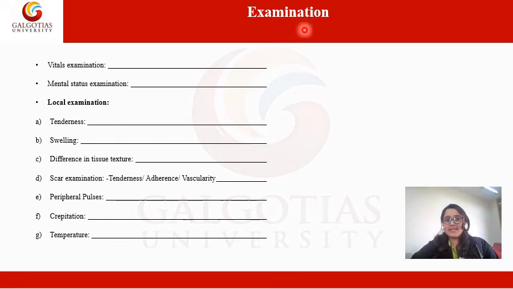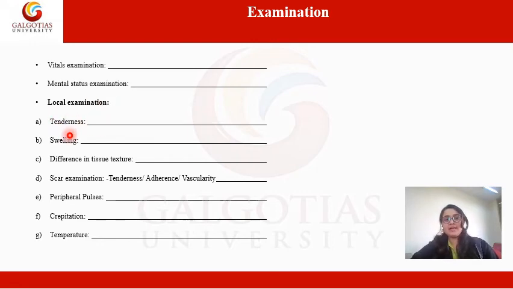After that, we come to examination. We will observe the vitals of the patient. Vitals examination includes measuring blood pressure, heart rate, and respiratory rate. These three things are the main things when we talk about vitals. Then we have mental status examination. If the patient seems okay to you, you will just write normal. If you observe there is some issue, then we use a scale or questionnaire known as MMSE, the mini mental state examination. Via that we can go for mental status examination in much more detail.